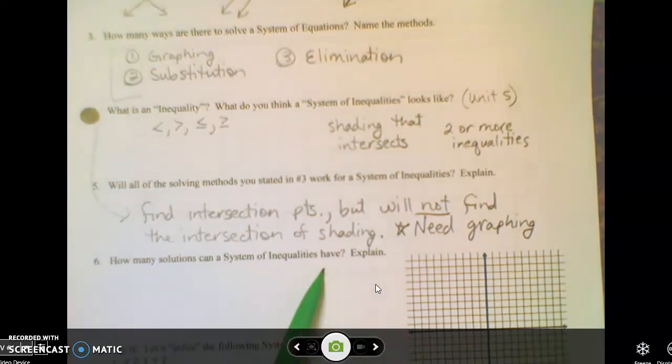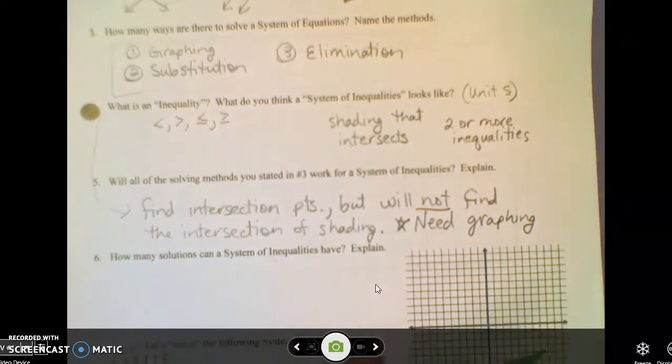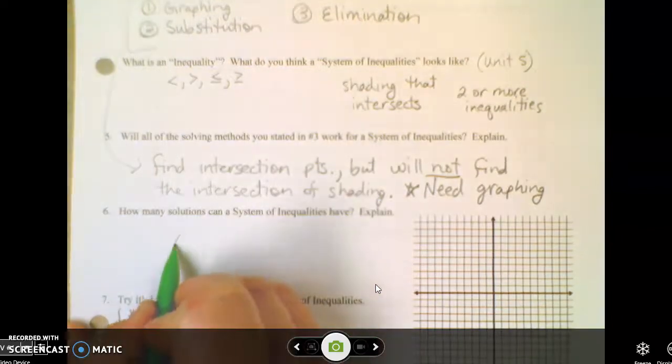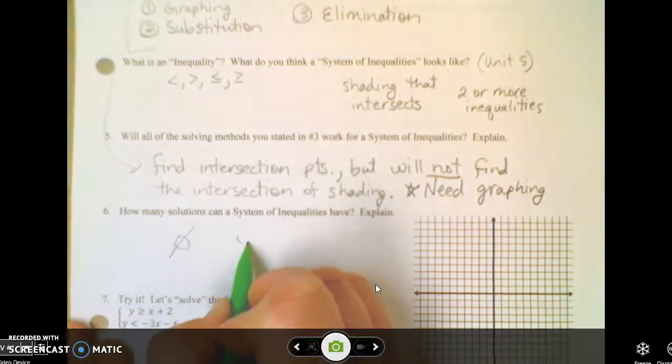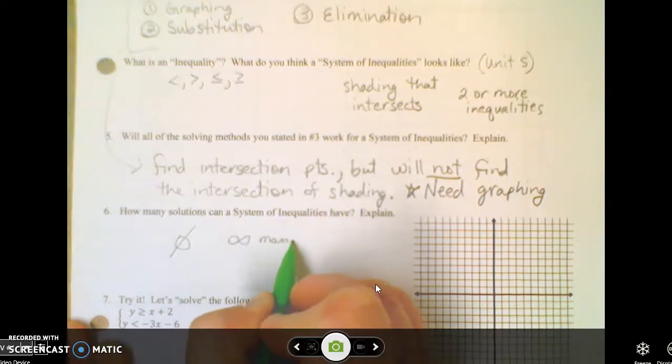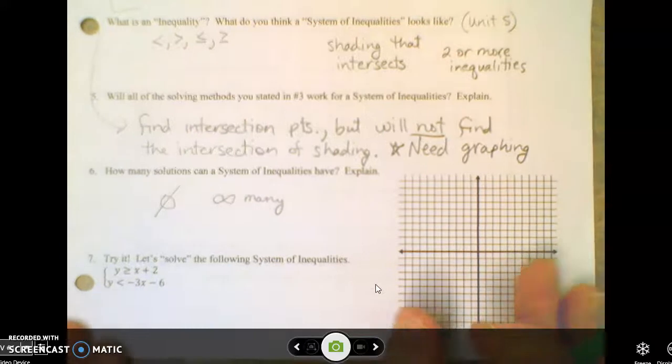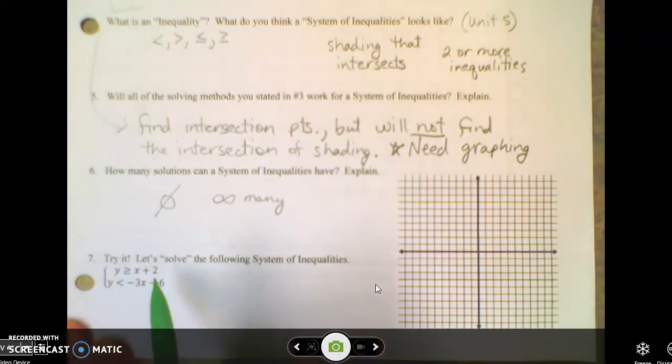Okay, so how many solutions can a system of inequalities have? Well, we actually can't have 1 anymore. We can either have none or infinitely many. I'm going to show you what that means when we get here. So we are going to solve the system of inequalities by looking at the graph.